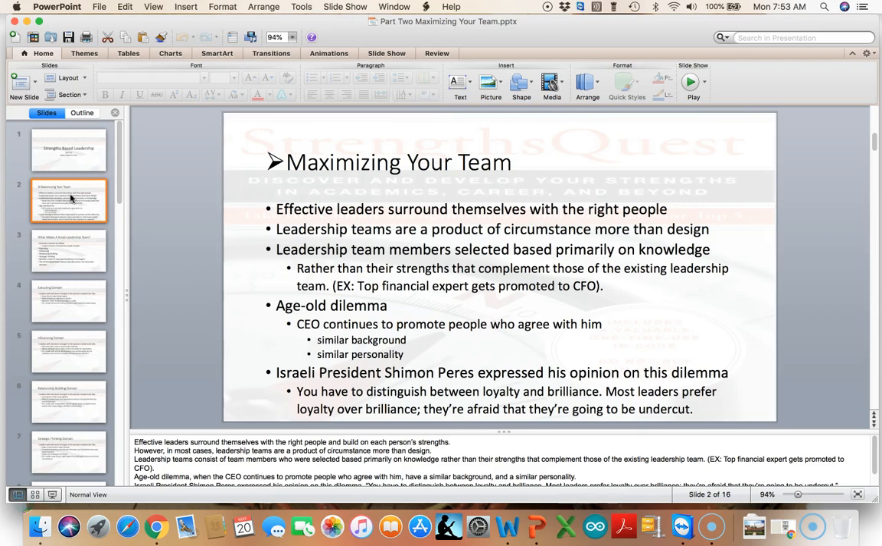The age-old dilemma is when a CEO continues to promote people who agree with him and have a similar background and similar personality, you get what's known as groupthink. Israeli President Shimon Peres expressed his opinion on this dilemma: You have to distinguish between loyalty and brilliance. Most leaders prefer loyalty over brilliance. They're afraid that they're going to be undercut by those people that may have a differing opinion or idea.